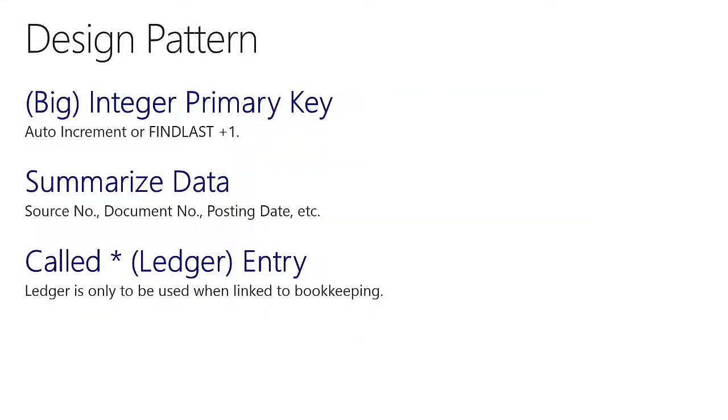If we look at the pattern for an entry table, we have to fulfill 3 criteria. They have a primary key of either an integer or a big integer that is updated using auto increment or find last plus 1. They are used to summarize data based on fields such as source number, document number or dates. And they are called something entry or ledger entry. Ledger entry is only to be used when linked with bookkeeping. This is not nicely done in the standard application but should be followed anyway when creating your own.